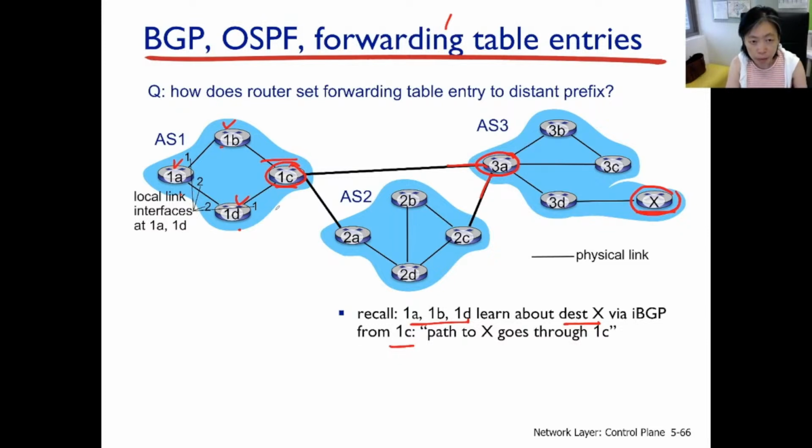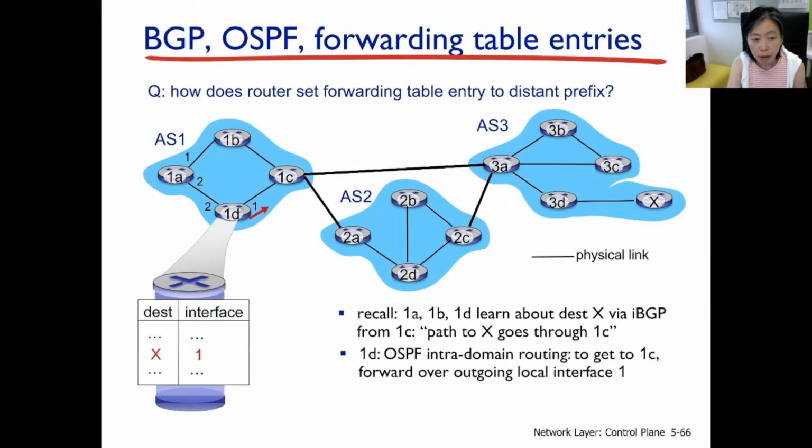Now, to make it easier to explain what's coming up next, let me just label. For 1A, if the packet is supposed to go out on this interface, then we call that interface 1. And for packets to go out on this other interface, let's call it 2. Similarly for 1D, this is interface 1, this is interface 2. Now, 1D here has discovered there is a path to destination X that is going through 1C. That is what 1D knows so far. To add an entry into the forwarding table for X, 1D needs to know exactly which interface, is it 1 or 2, that leads to 1C.